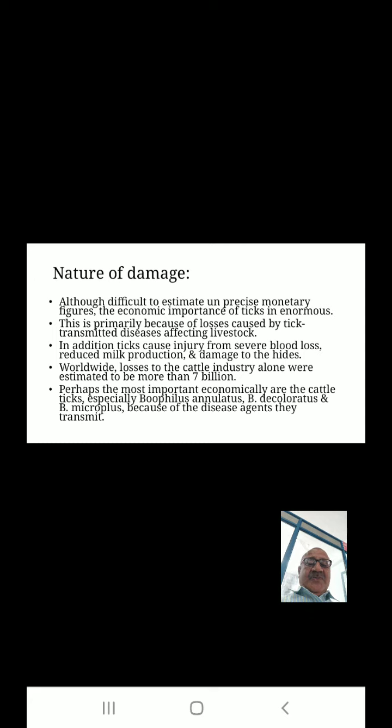Perhaps the most important economically are the cattle ticks, especially Boophilus annulatus, Boophilus decoloratus, and Boophilus microplus, because of the disease agents they transmit.